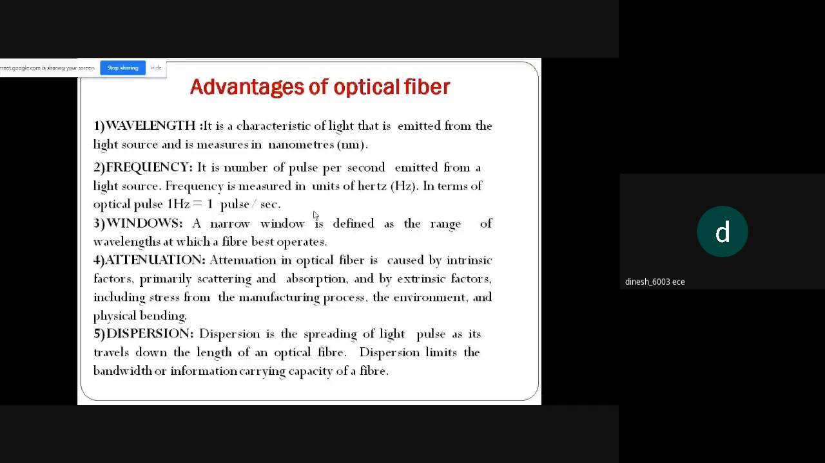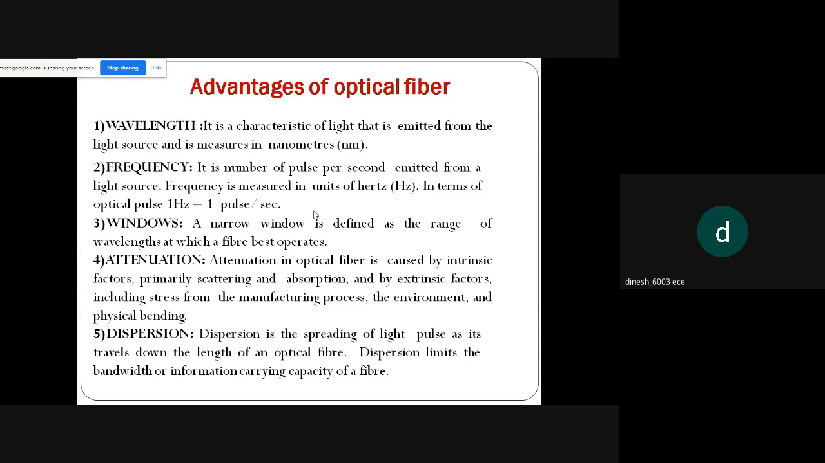Third advantage is that the optical fibers are confined to narrow windows, which is defined as the range of wavelengths at which a fiber operates at its best. So we have seen the window of 1.43 to 1.57 in the fourth generation, I think, and 1.52 to 1.57 in the fifth generation. So those are the narrow windows. The narrow windows of wavelength of operation give the best operation, meaning a higher data rate.